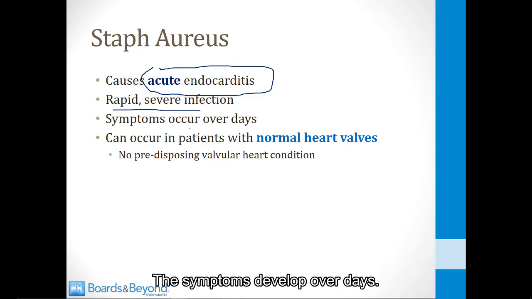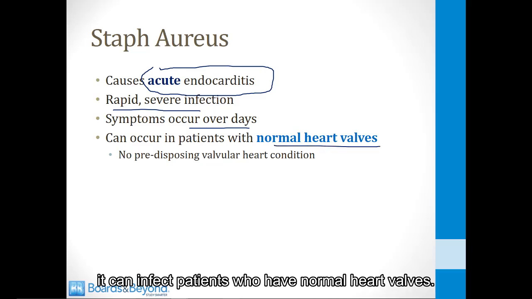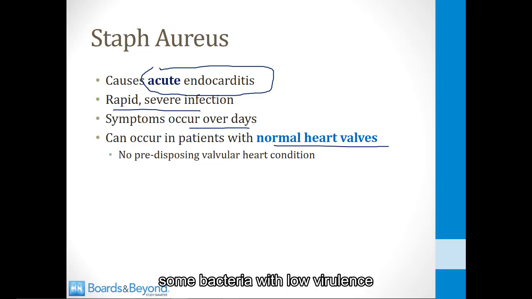The symptoms develop over days. These patients often have tachycardia, and they can have low blood pressure and respiratory distress, all from a severe inflammatory response that comes on quickly. And because this bacteria is so virulent, it can infect patients who have normal heart valves. As we'll talk about in a minute, some bacteria with low virulence only infect damaged heart valves. That's not true for Staph aureus. You can have completely normal valves, and this bacteria will still cause endocarditis. In other words, patients do not need to have a predisposing valvular heart condition to develop endocarditis with Staph aureus.